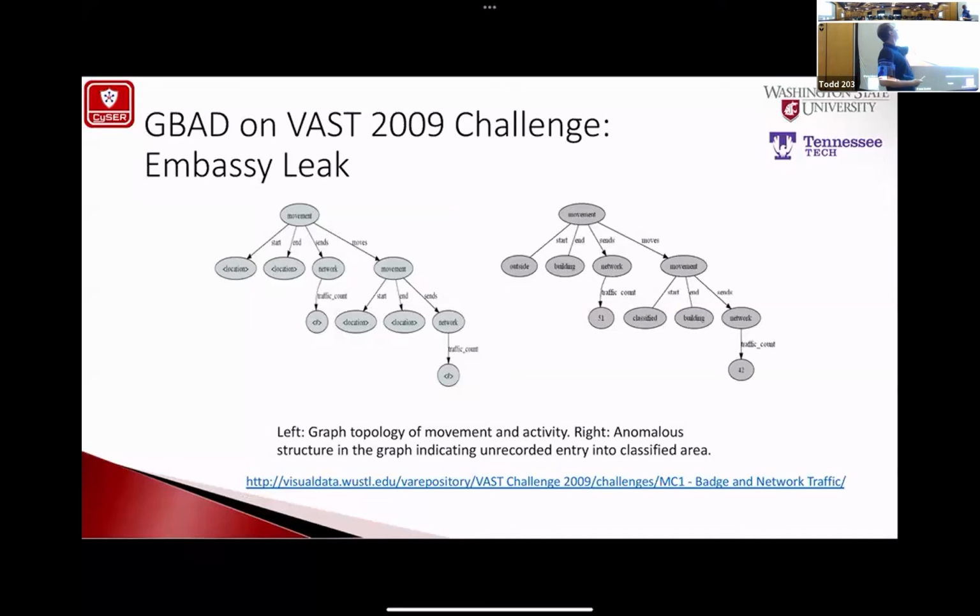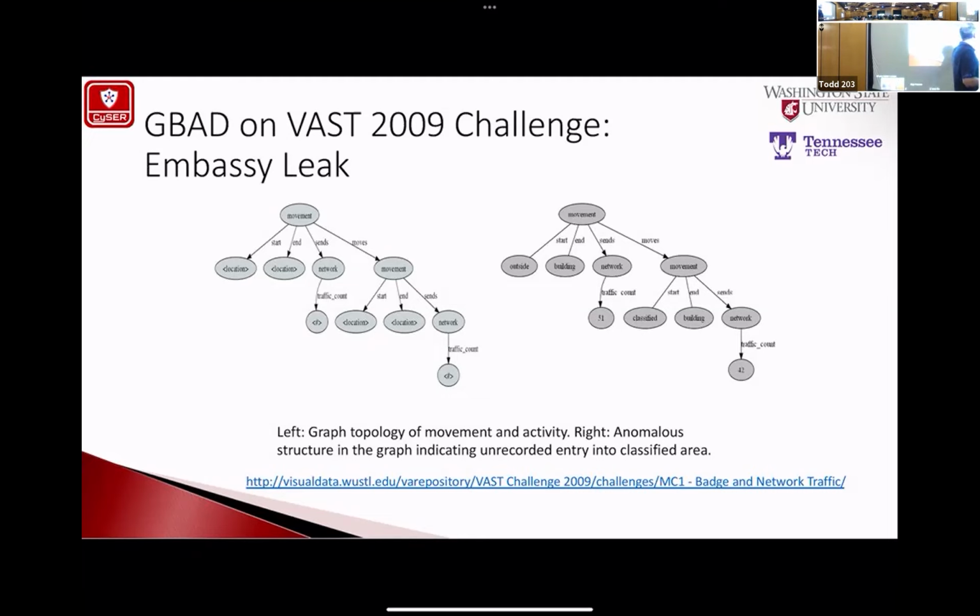Another application: there's a conference every year called VAST, which has to do with visualizing data. They have a challenge every year. In 2009, their challenge was to catch an insider who worked at an embassy and was leaking information out of the embassy. The data is available here if you want to play with it. What it came down to was tracking people badging in and out of buildings and classified areas.